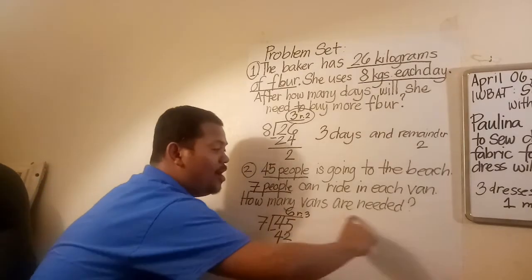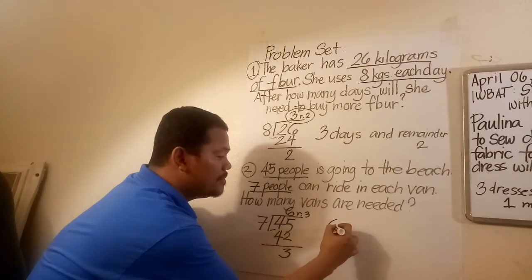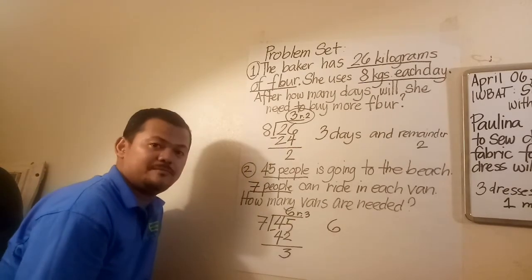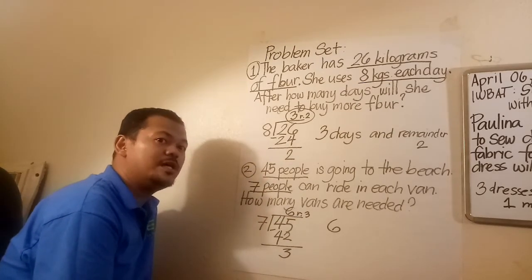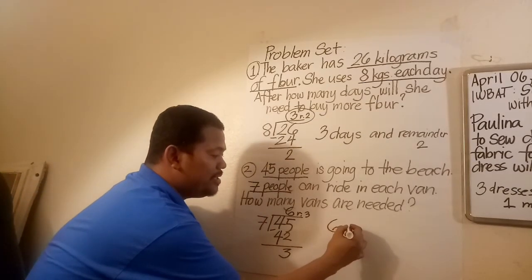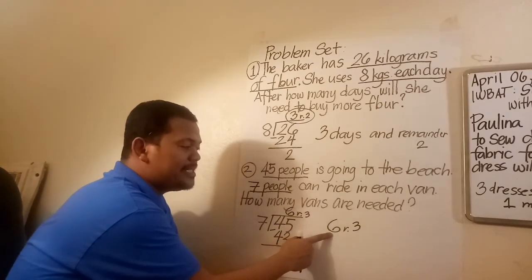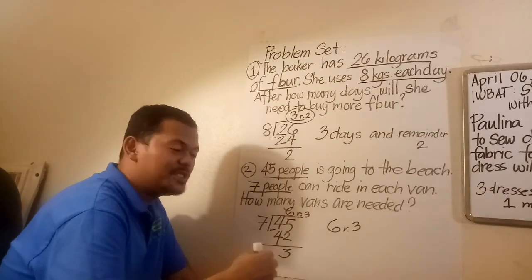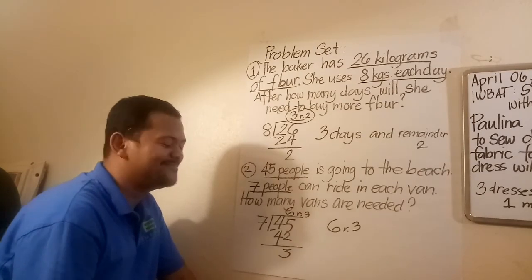How many vans are needed? So the question is, how many vans are needed? We are going to use 6 vans. But we have an extra 3 people here. So we are going to use another van. The answer is 6 remainder 3. So instead of using only 6 vans, we are just going to consider the 3 people to have another van. So instead of 6 vans, we are going to use 7 vans. Okay? Thank you.